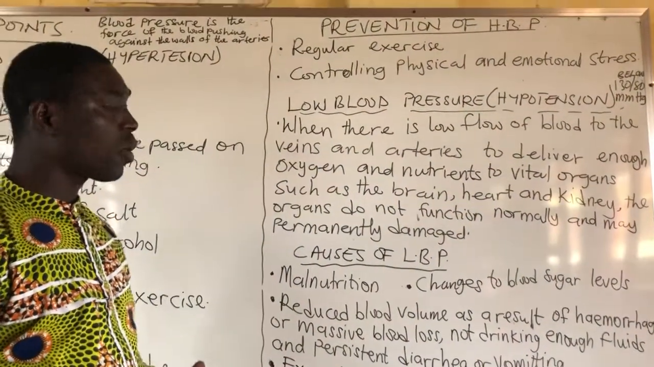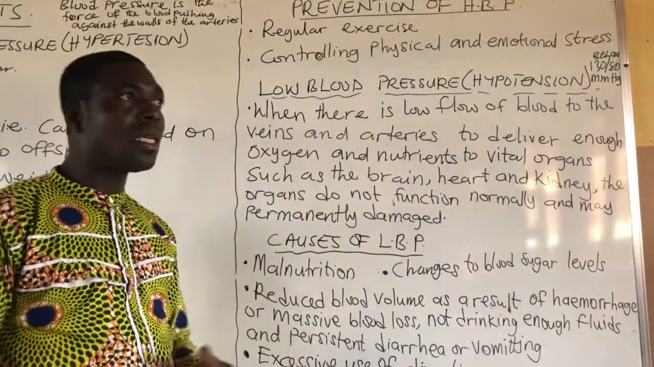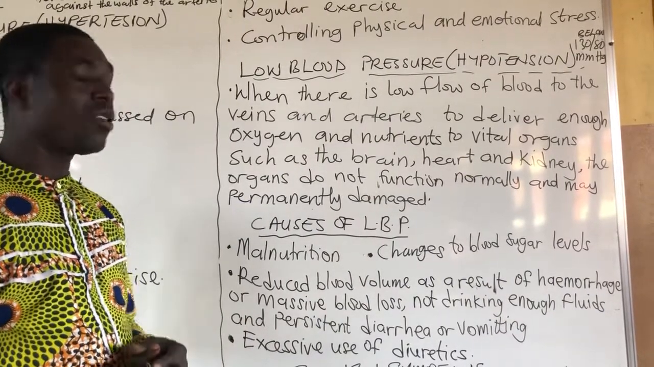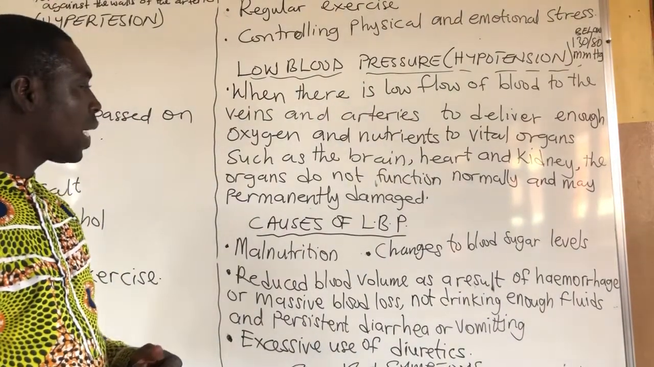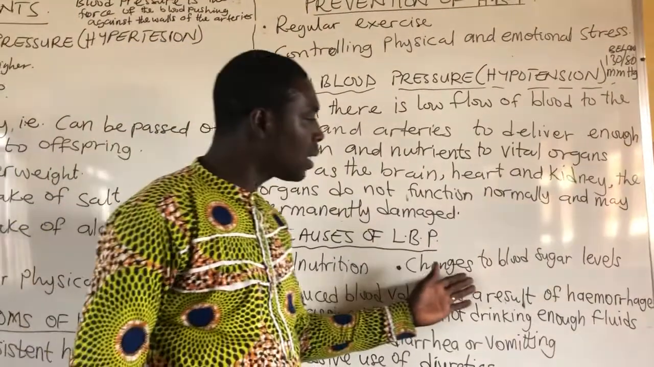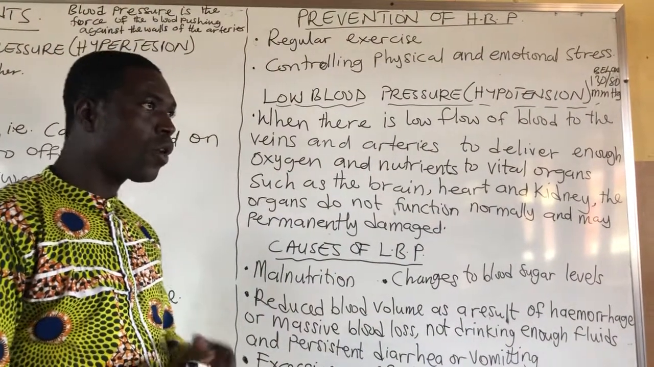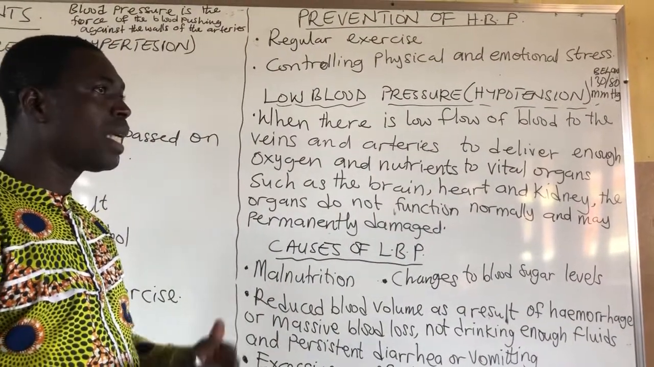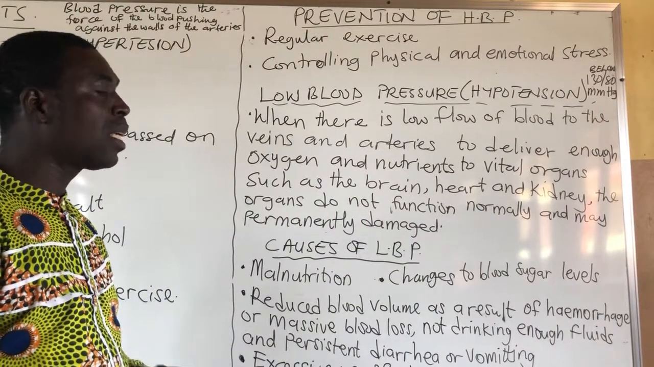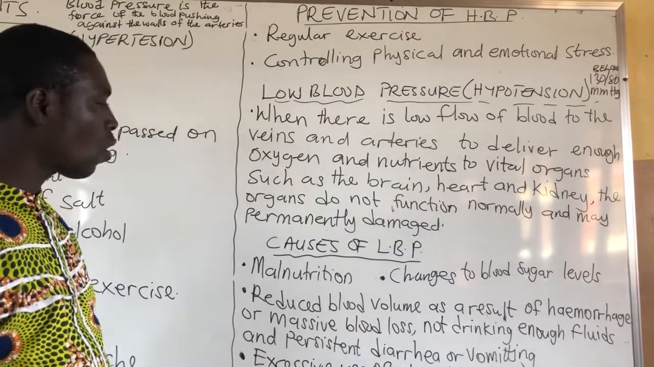Let's look at some causes of low blood pressure. Number one is malnutrition. Malnutrition is not eating properly or not getting enough nutrients in your diet. This can result in low blood pressure. The second one is changes to blood sugar levels. Your sugar levels must be in the normal range. Too much sugar in the body can also cause low blood pressure, which can also affect you.